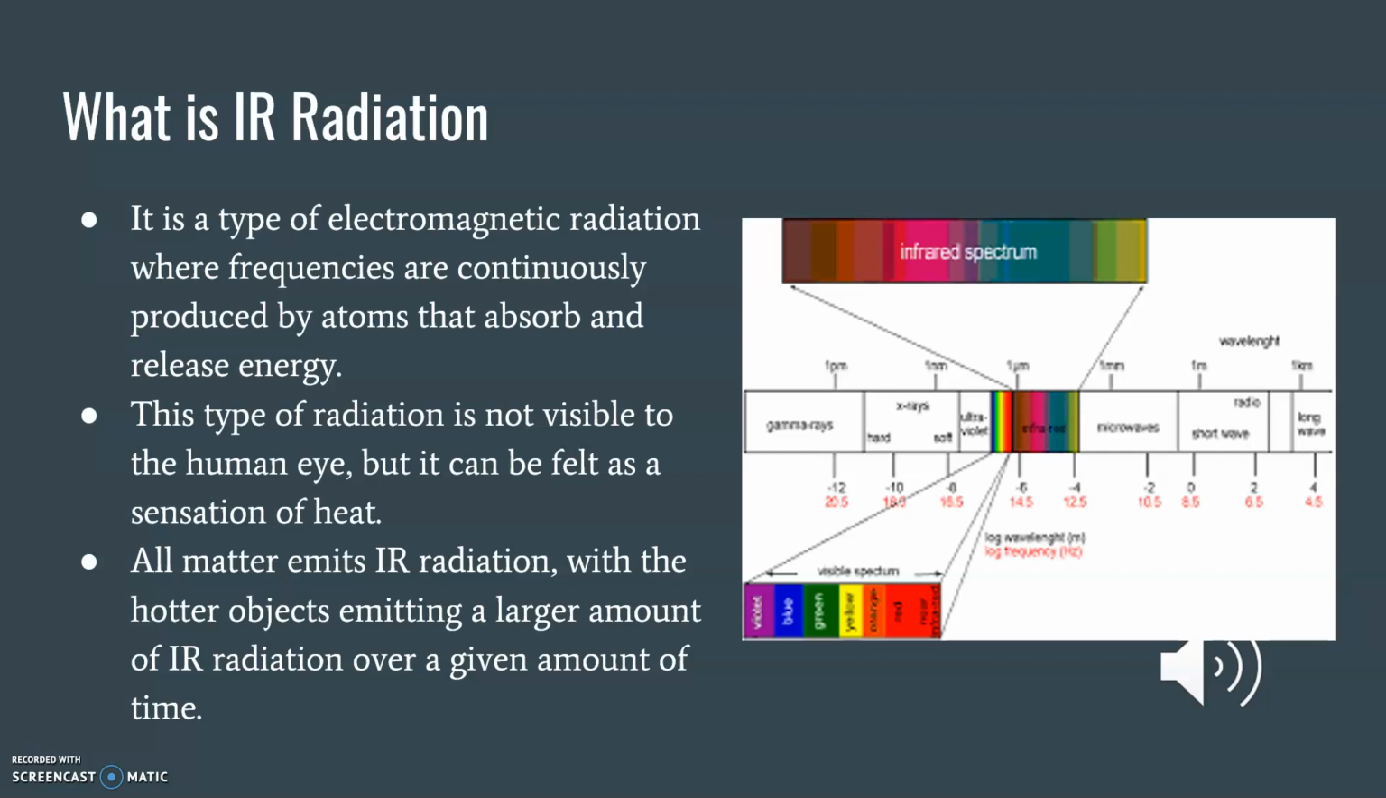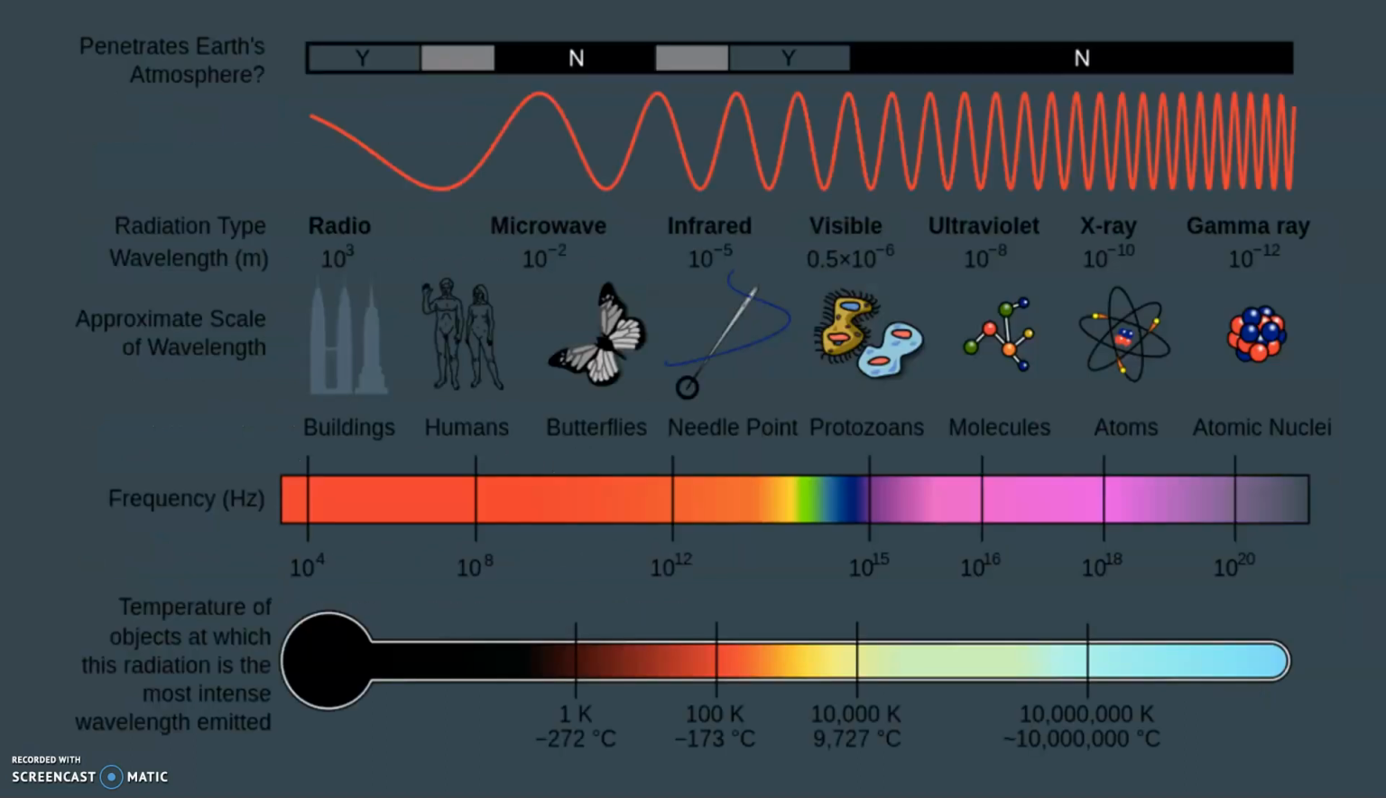All matter emits IR radiation, with the hotter objects emitting a larger amount of IR radiation over a given amount of time. This type of radiation is not visible to the human eye, but it can be felt as a sensation of heat. The largest source of incoming IR radiation for Earth is from the Sun.